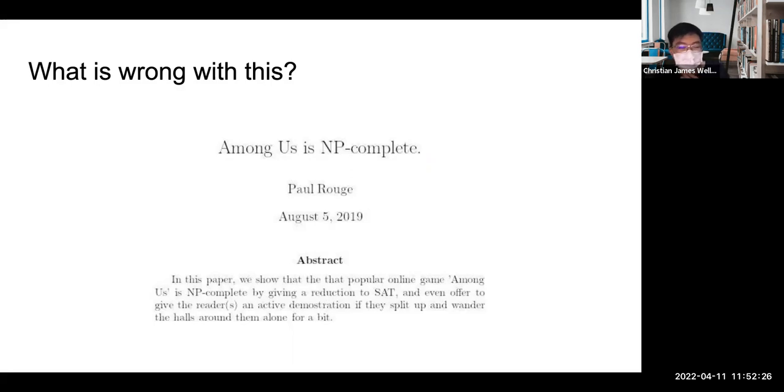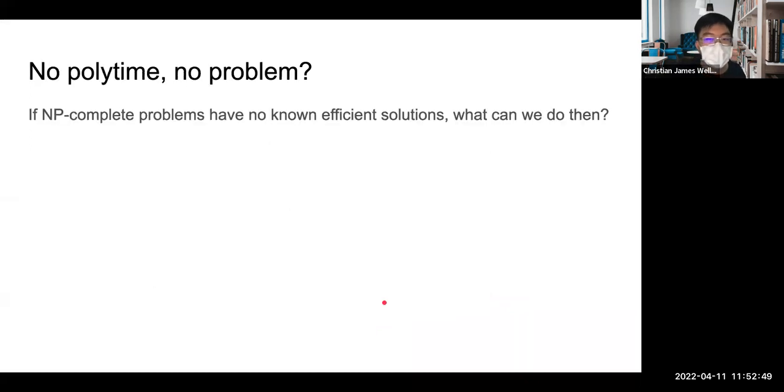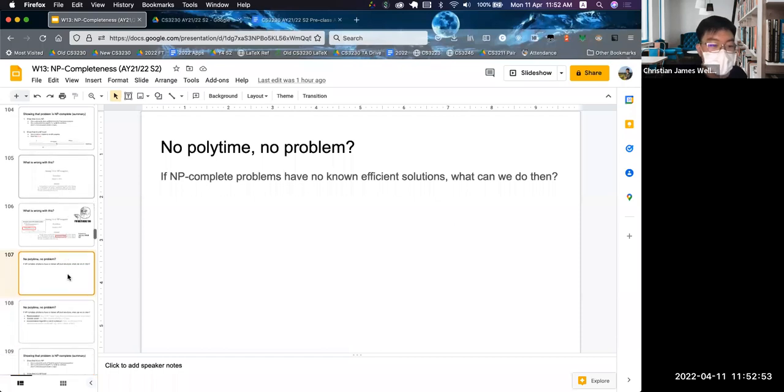Okay, I think I don't have too much time, but I'll just mention that the problem here is that they say that Among Us is NP-complete by giving a reduction to SAT. But the direction of the reduction is important. By right, what they should say is that they give a reduction from the satisfiability problem. Okay, I think the final part I can mention later.